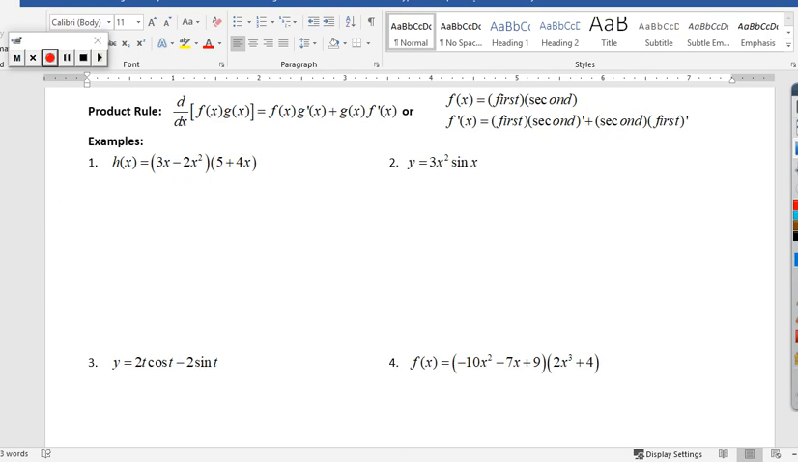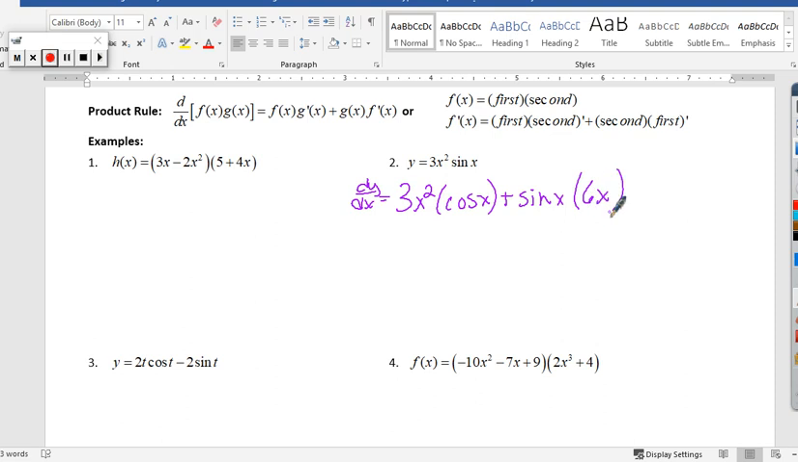Okay, so let's take a look over here. This is also a product. Our first term here is this 3x squared. Our second term is sine x. Because this is our y, our derivative, we're going to denote by dy dx. We take the first term, don't do anything to it, times the derivative of the second term. We're going to add that to the second term, which is sine x, times the derivative of the first, which is 6x.